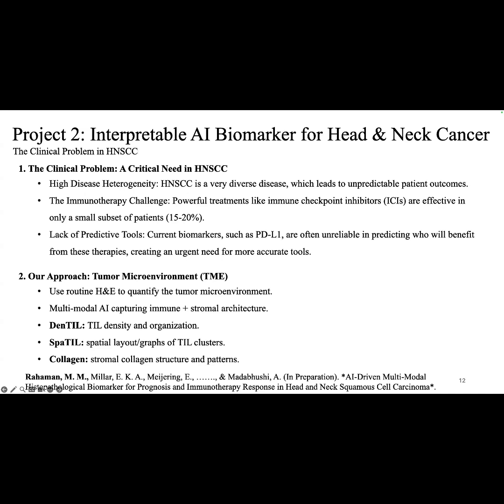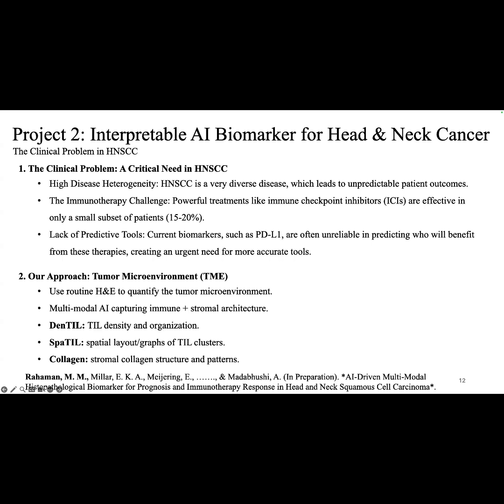Project 2 tackles a clinical problem in head and neck cancer. The challenge is threefold. First, it's highly variable, making patient outcome hard to predict. Second, immunotherapy works for only 15 to 20% of patients. And third, current biomarkers like PD-L1 are unreliable at predicting who will benefit.